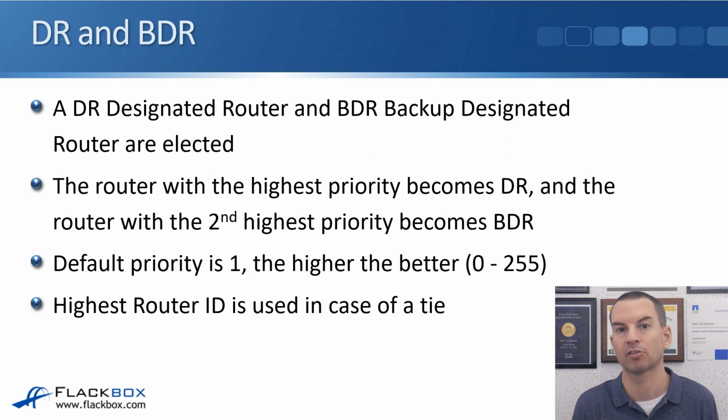So if you don't explicitly set the priority, all the routers on the link are going to have the same priority of 1. We still need to have a DR elected. The one that is going to be elected as the DR is the one with the highest router ID. And in the real world, that is what will typically happen, because if you've got routers connected to the same link, they're probably going to be very similar models of routers anyway.